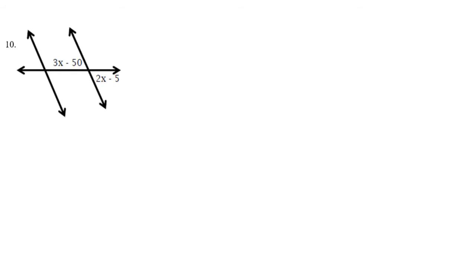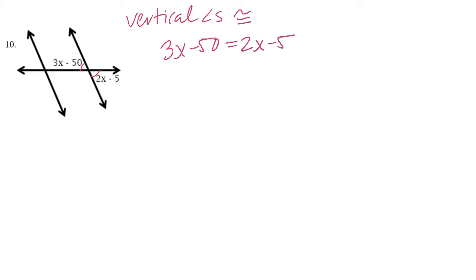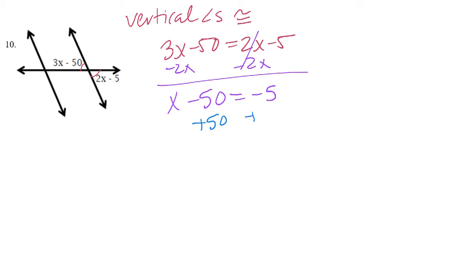All right, looking at these two angles, we have vertical angles, which are congruent. So 3x minus 50 equals 2x minus 5, minus 2x on both sides. Add 50 on both sides. X equals 45.